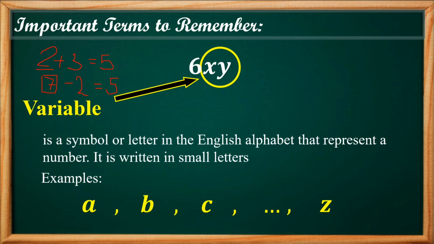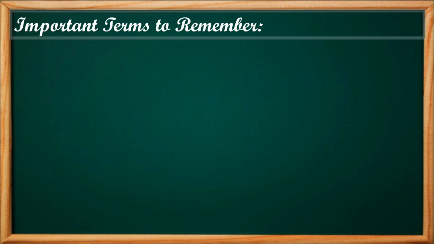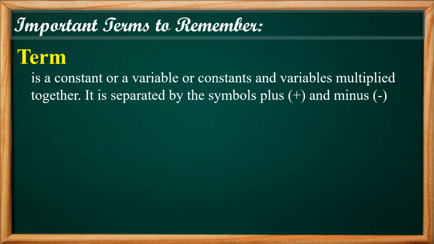Okay? Next, the term that we need to remember in algebra is what we call term. Pag sinabing term, it is a constant, ibig sabihin number, or a variable, o kahit anong small letter in the English alphabet, or a constant and a variable. Pwedeng combination, tulad nung example natin kanina, 6xy. Constant and variables multiplied together.